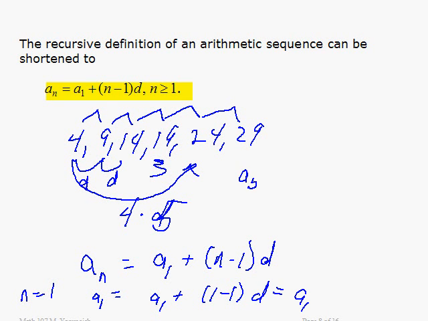Then look at the 5th term. The 5th term would be the first one plus 5 minus 1 times d, so that would be the first term plus 4 common differences added in. And that's a shorthand way of wrapping that recursive definition into one line.